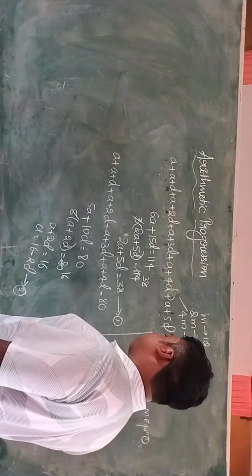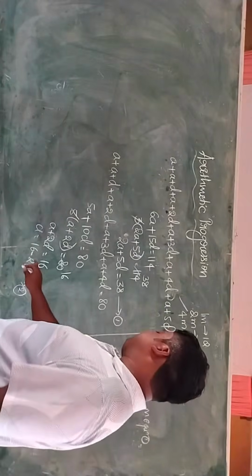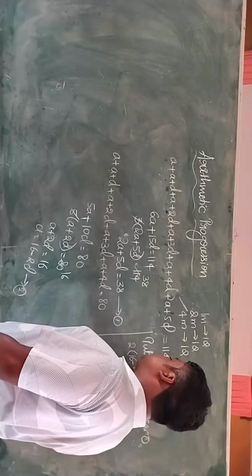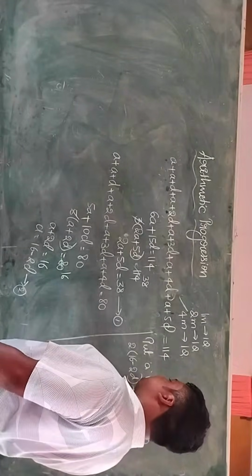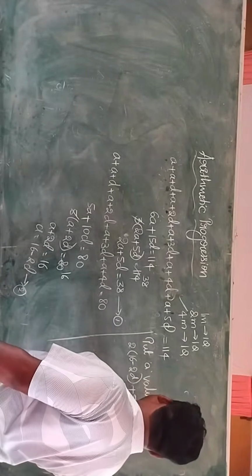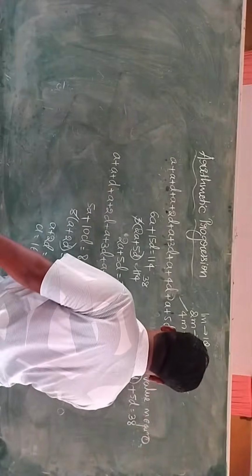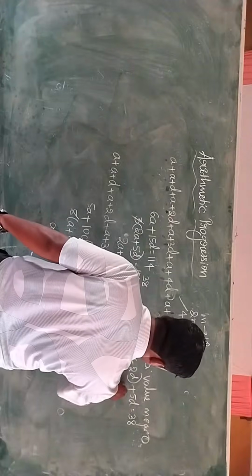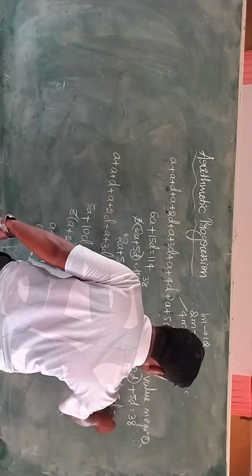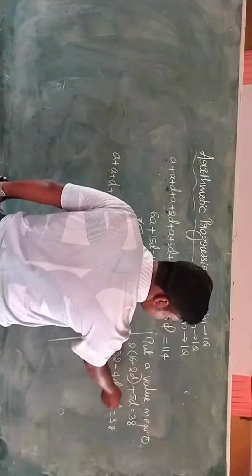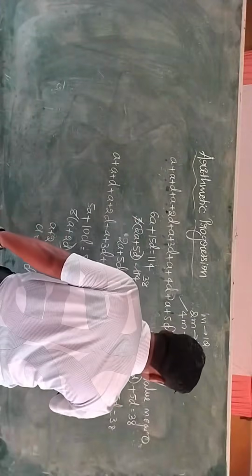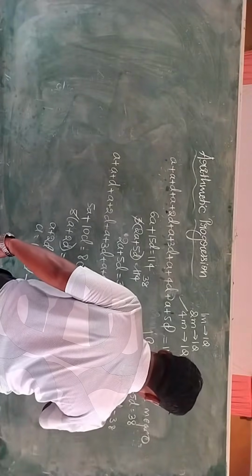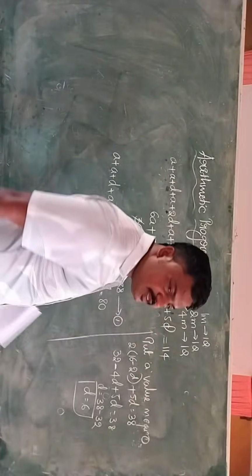So here 2 into bracket, A is 16 minus 2D, plus 5D is equal to 38. 16 2s are 32, minus 2 2s are 4D, plus 5D is equal to 38. Minus 4D plus 5D, D. D is equal to 38 minus 32. So D is equal to 6. Same answer did you get?